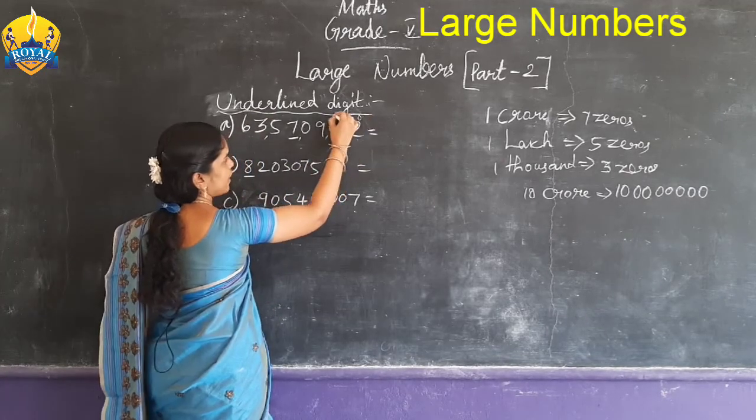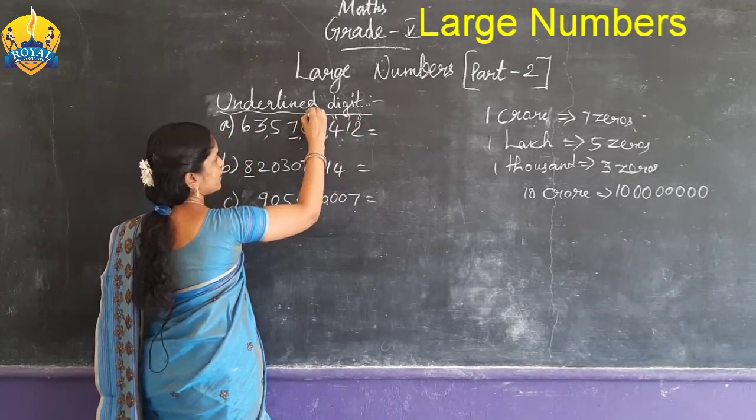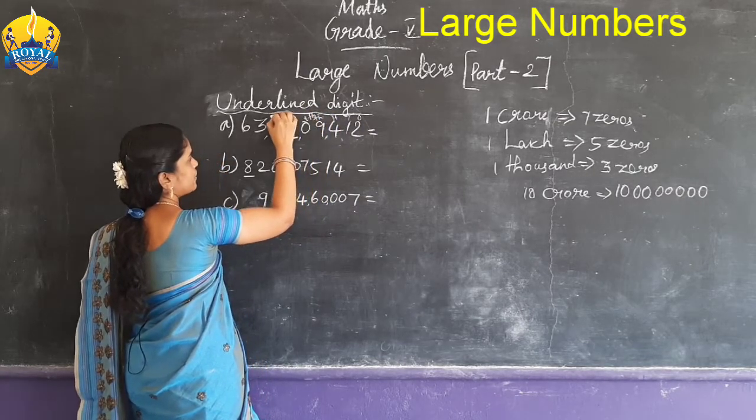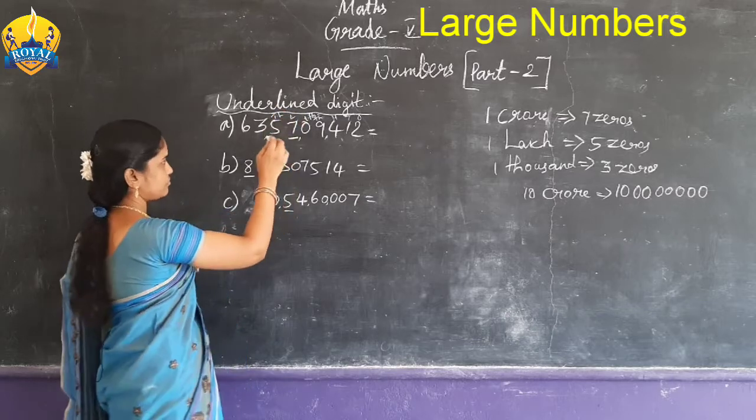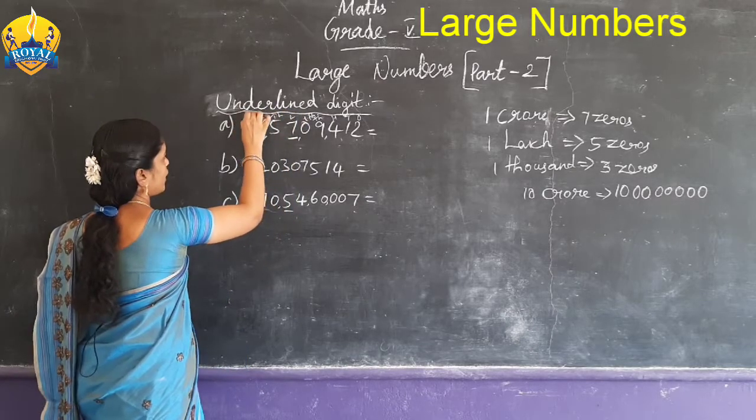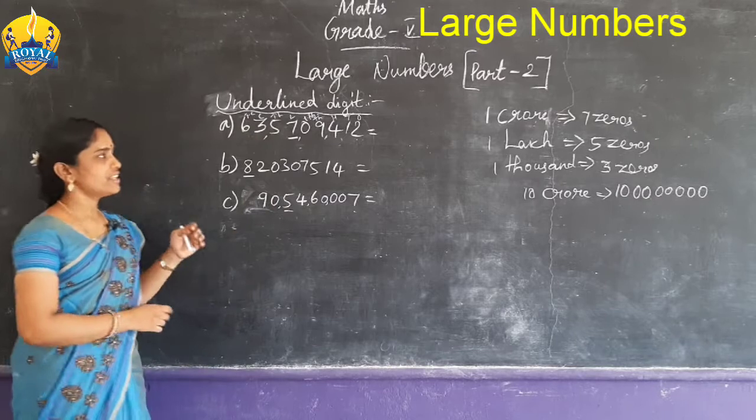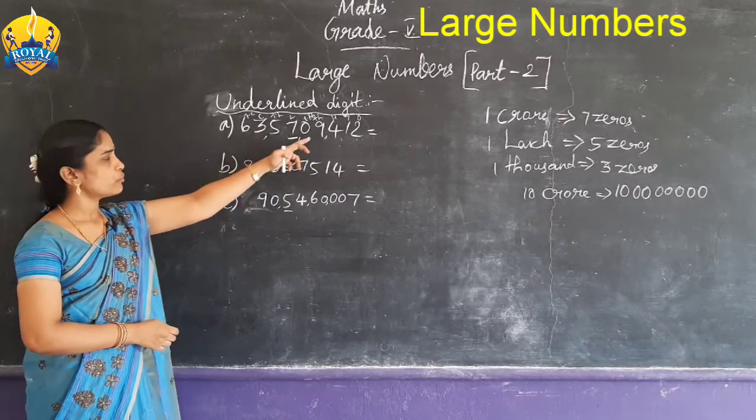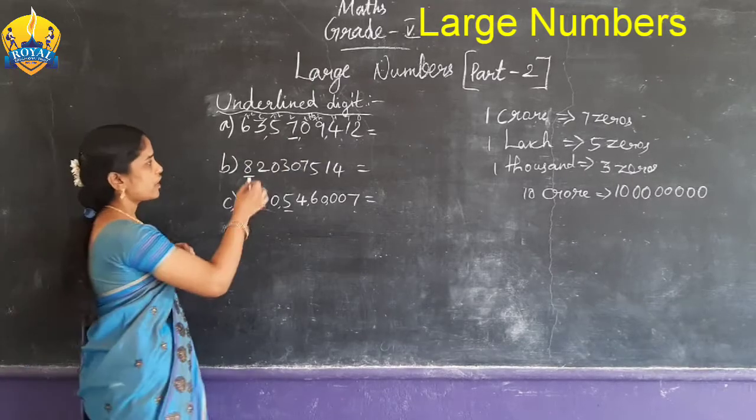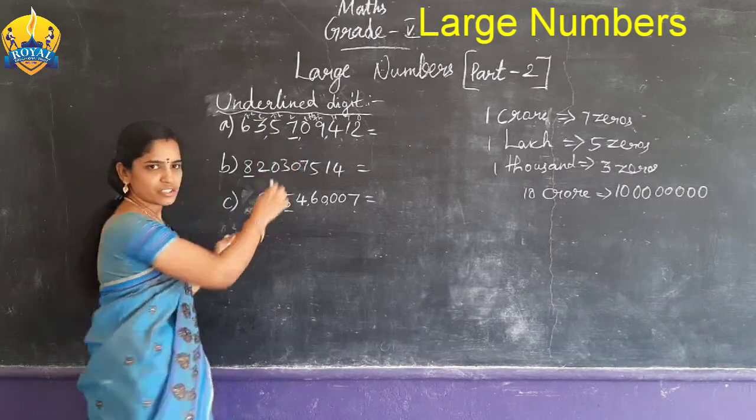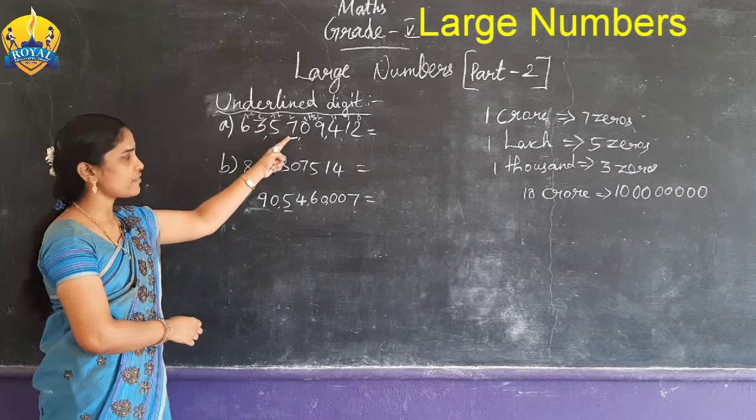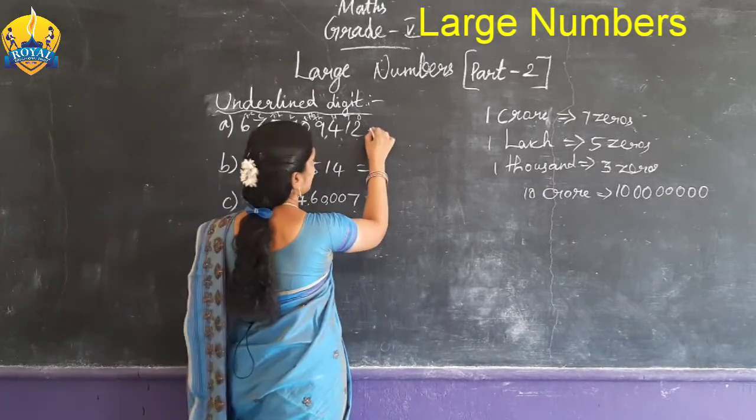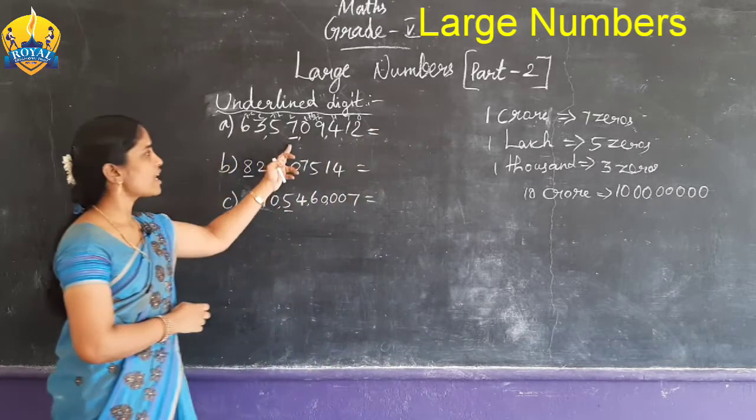Ones, tens, 100, 1000, 10,000 and lakh, 10 lakh, crore and 10 crore. We easily read this by using commas also. I already told you by using commas. Now the underlined digit is what? Yes, 7. We know that the place value of 7 is lakh.